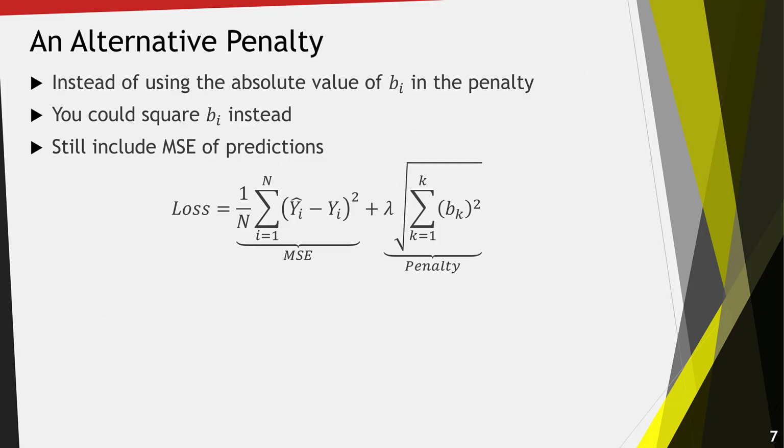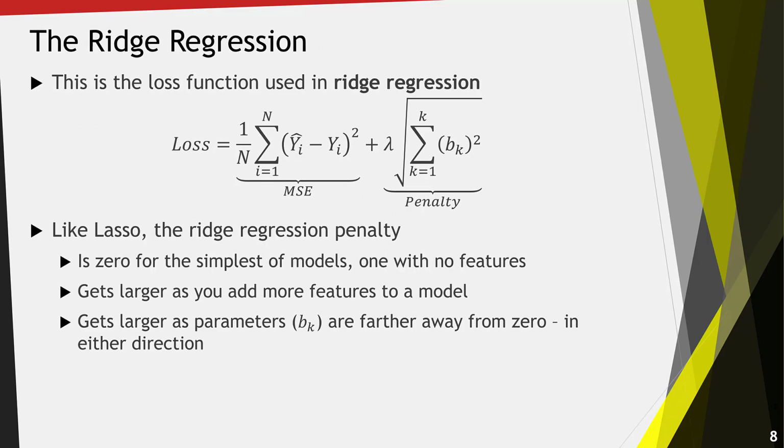So as an alternative to taking the absolute value of every parameter, you could just square them, sum them, and take the square root at the end. If you were using this as a loss function, you could still include the MSE as well. This is exactly the loss function used in ridge regression.